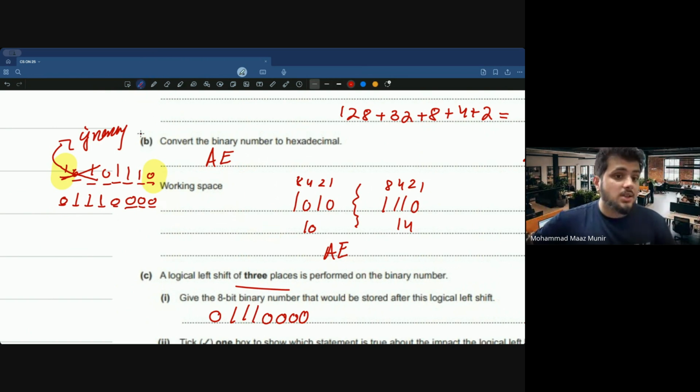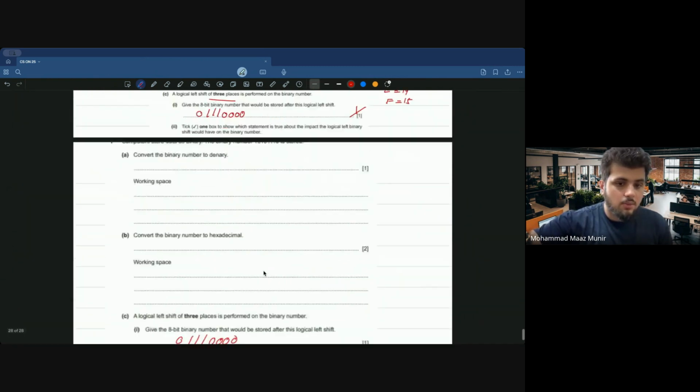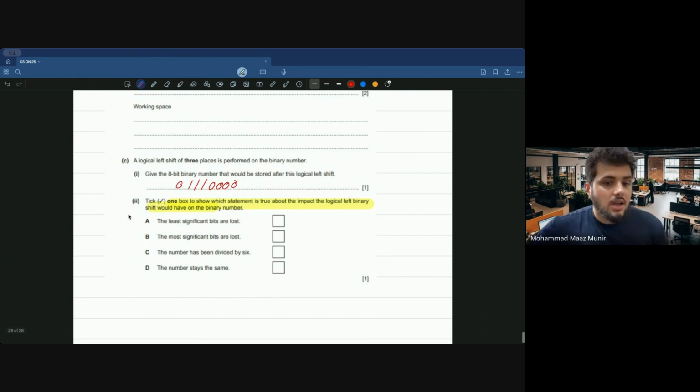We lost the left number, which was the most significant bit, the MSB. So this means that it can't be that the least significant bits are lost. That's the question, right? We didn't lose the least significant bit.